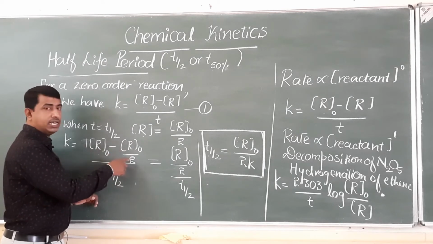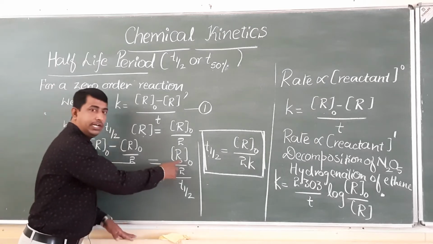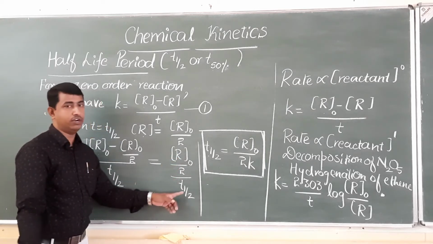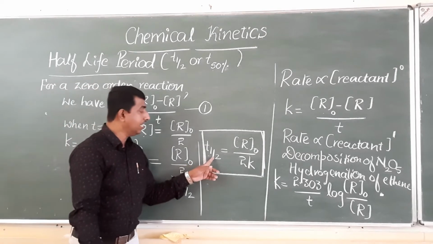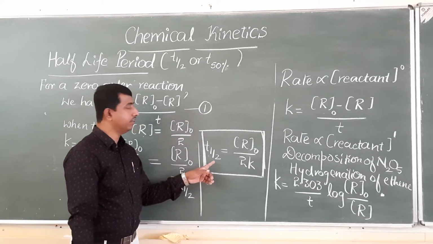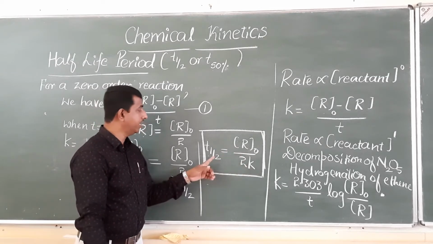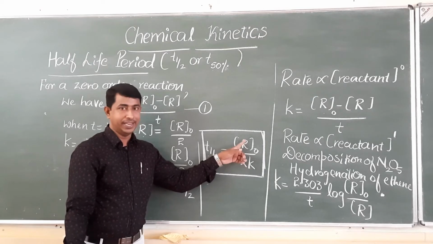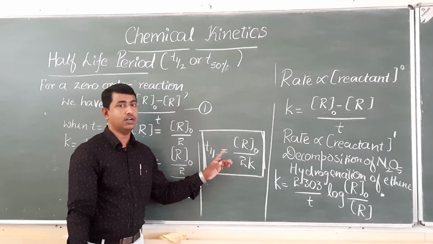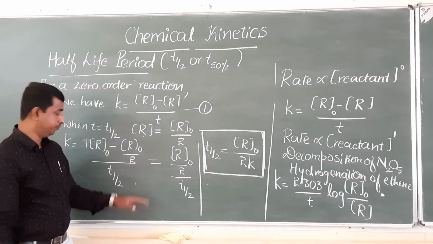This is 1 minus half, correct? So 1 minus half is half only. So it is equal to R naught by 2 by T half, or T half equals R naught by 2K. So the half-life period of a zero order reaction is equal to R naught by 2K, or it is directly proportional to initial concentration and inversely proportional to rate constant. Study this derivation properly. Important.